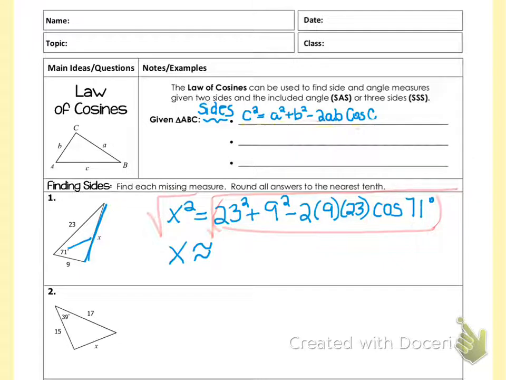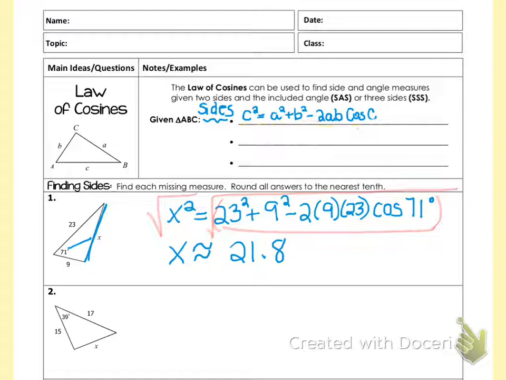So my calculation came up with about 21.8, which if we look at the triangle, that makes sense with the given other sides, 23 and 9. So 21.8 is the missing side. And we'll go ahead and set one more up together, and then I'll give you one for you to try.